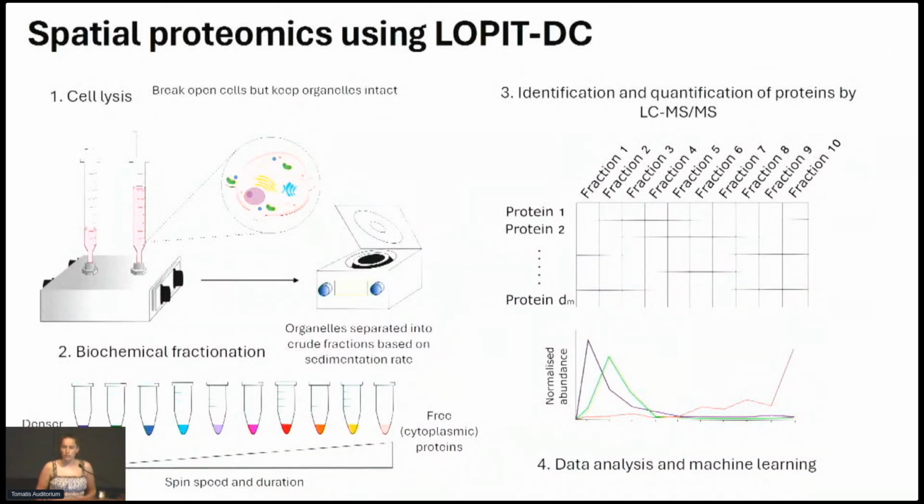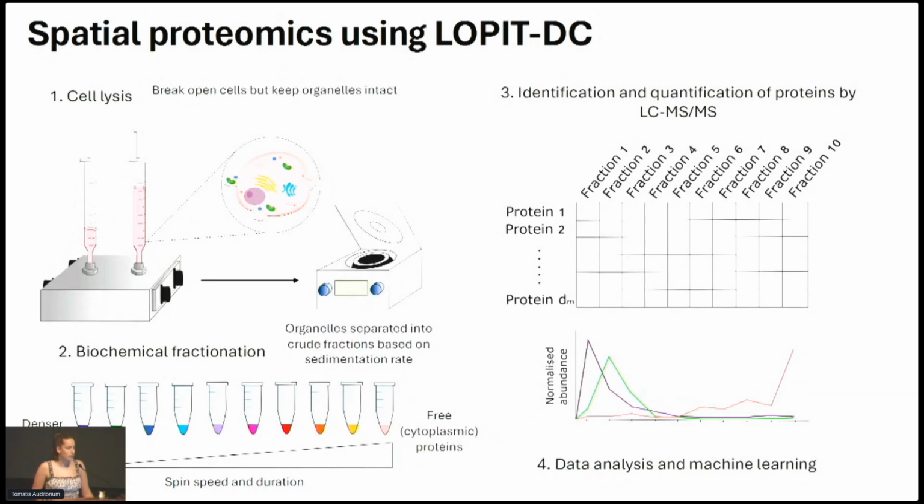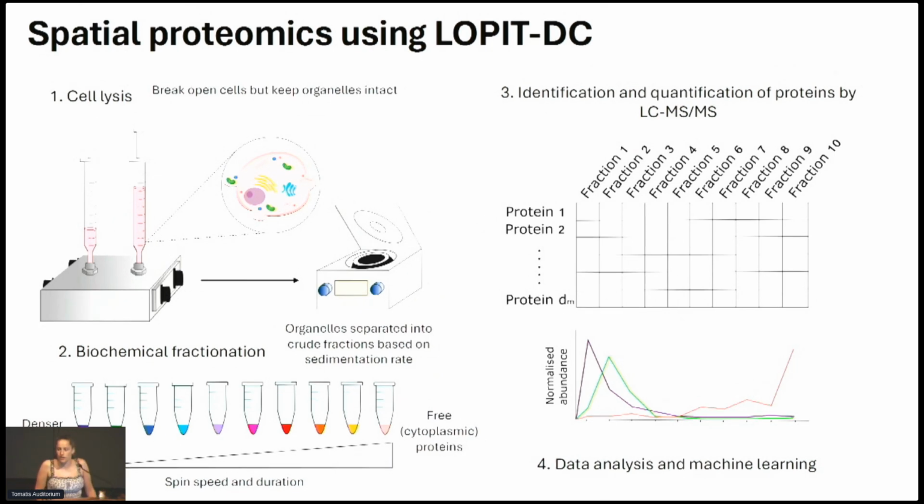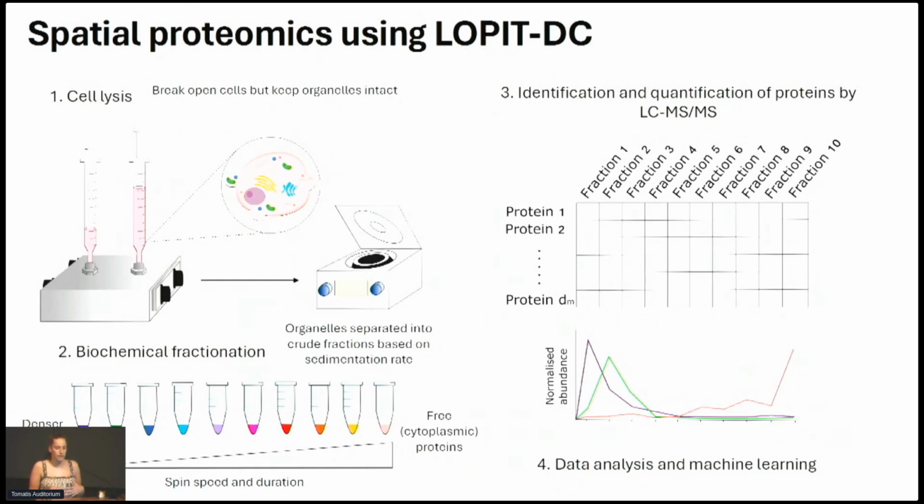So once we've done this, we use standard liquid chromatography mass spectrometry to go ahead and identify and quantify proteins in each of these fractions. And this creates the matrix that you see there on the right. And after normalizing to account for the total protein abundance, what we end up with is what we call abundance profiles, where each protein has an abundance profile across the biochemical fractionation gradient. And the way in which this actually gives us subcellular information is that we expect proteins that are in the same space in the cell to co-localize and therefore co-fractionate, and they should end up with pretty similar abundance profiles.